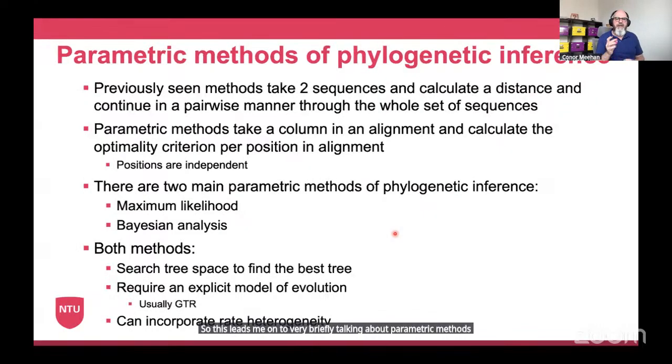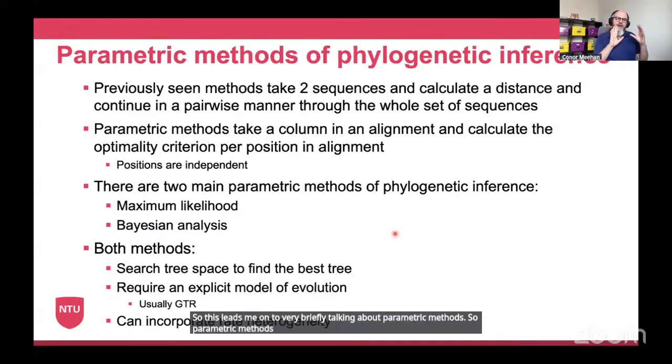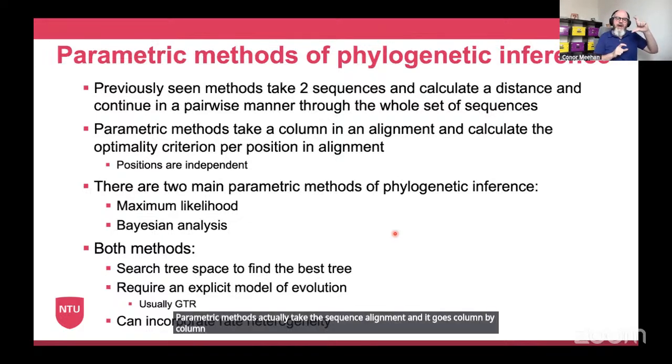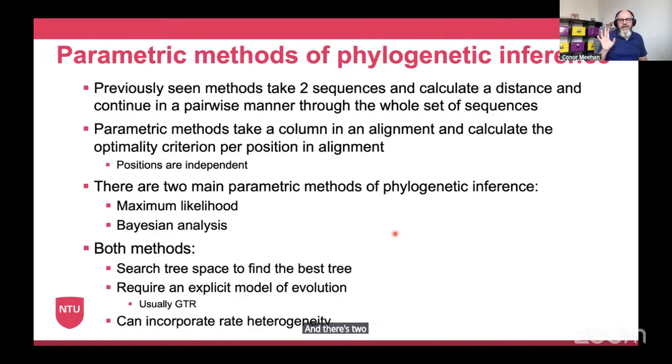So parametric methods are where in the first two examples, parsimony and distance, it takes two sequences and either calculates the distance or something between them, and it does that to create a big matrix. Parametric methods actually take the sequence alignment and it goes column by column and it calculates how much support that individual column has for the tree that we're building. And I'll show you this in a second. And there's two main parametric methods of phylogenetic inference, maximum likelihood and Bayesian analysis.